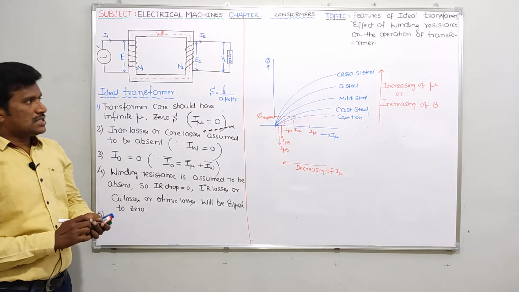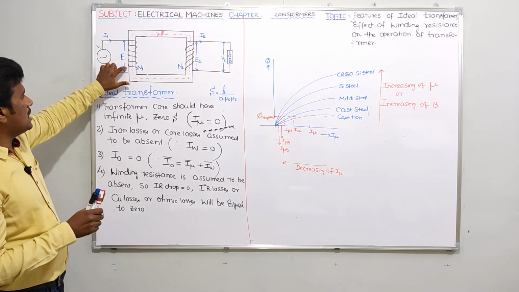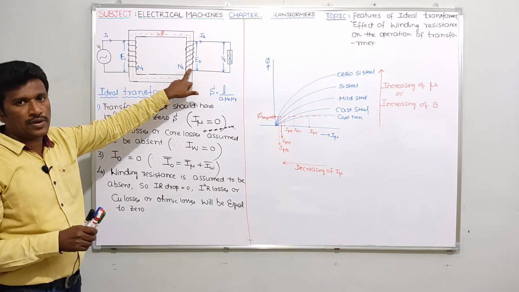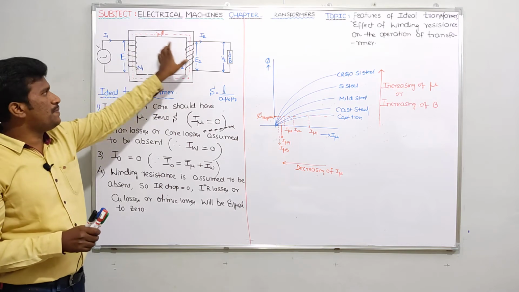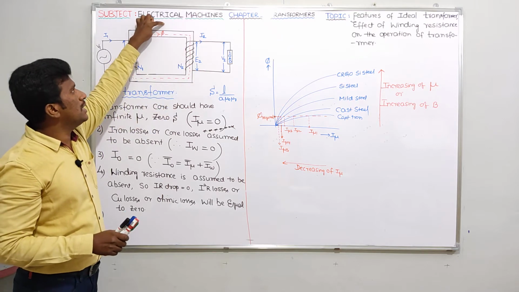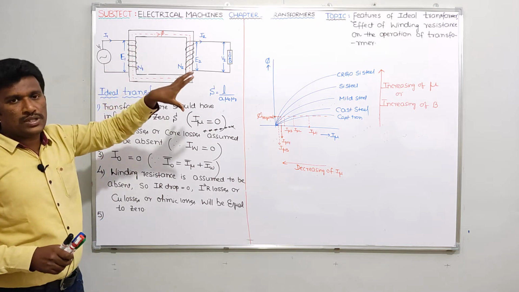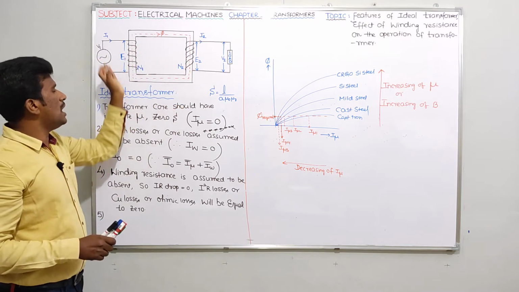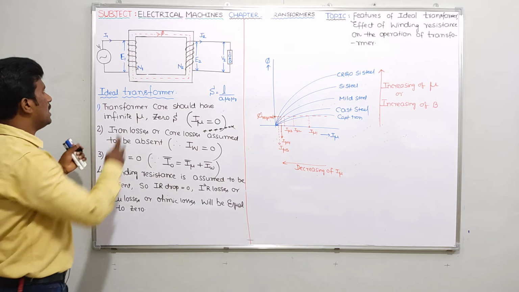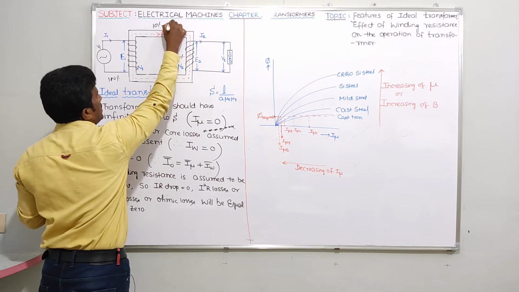Okay. Let me discuss leakage flux. Leakage flux means what? Very simple. Suppose 100% flux started from the primary winding and wants to reach the secondary winding. Suppose out of 100%, only 90% flux reaches the secondary winding. The remaining 10% flux takes a path through the air. That means the flux which links with either the primary winding or the secondary winding but not both is called leakage flux.